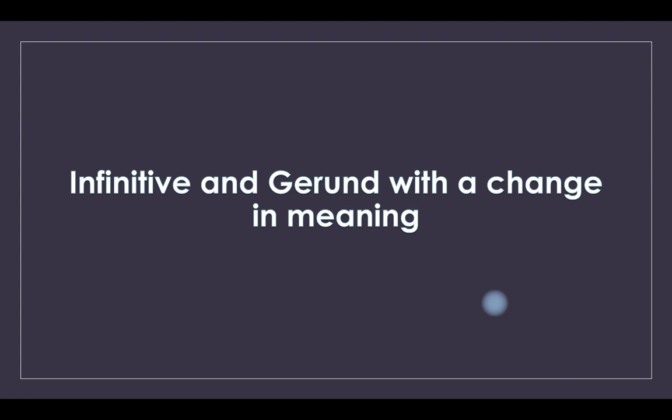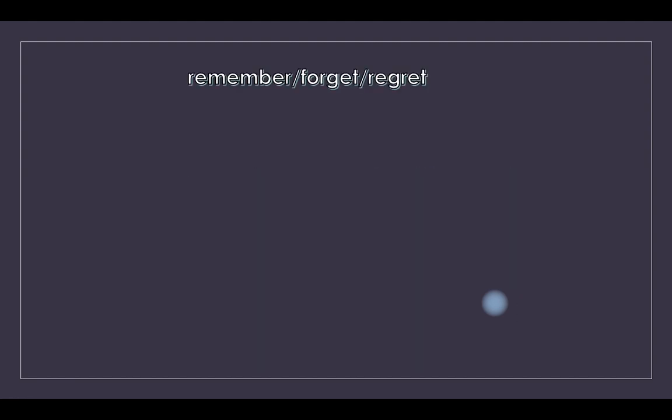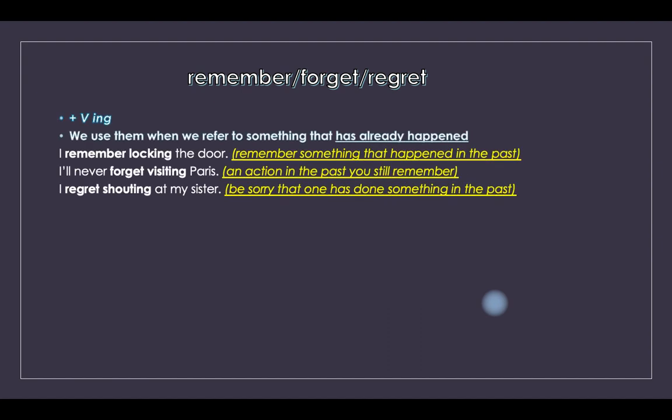There are also some verbs which can be used with both infinitives, well, in the infinitive and in the gerund form. However, there is a change in meaning in those verbs. Now let's look at some of those verbs and study the examples. Remember, forget, and regret. Now if we use these verbs in the gerund form, what does that mean? In the gerund form, we refer to something that has already happened.